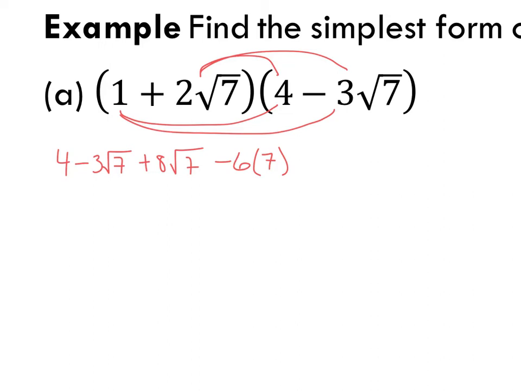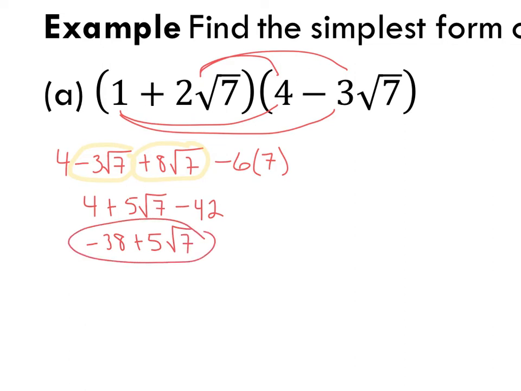So we know we can add together this guy with this guy because they have the same radical and they have the same number underneath the radical. Okay, so we'll have 4 plus 5 square root 7, and negative 6 times 7 is negative 42. 4 minus 42 is negative 38. And so our final answer is negative 38 plus 5 square root 7.